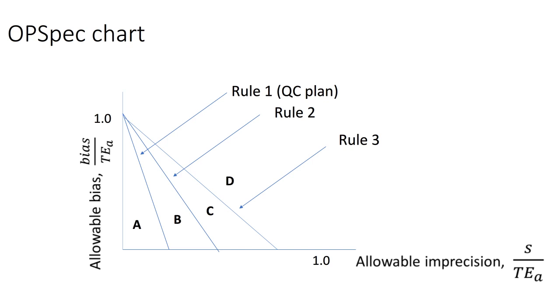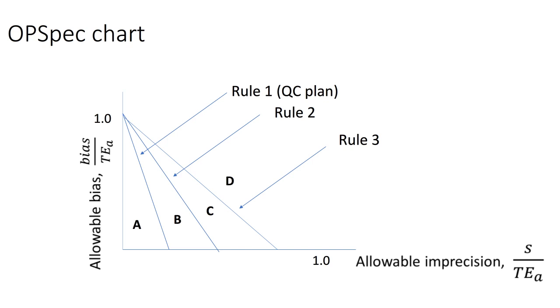This graph shows the controllable regions for 3 different QC rules and 4 different operating points, A, B, C, and D. So which QC rules can control a process operating at point A? The answer is all of them can. And this point has really good quality, right? It has low bias and low imprecision. A control plan would only have to detect large shifts to prevent unacceptable errors for a process operating at A.